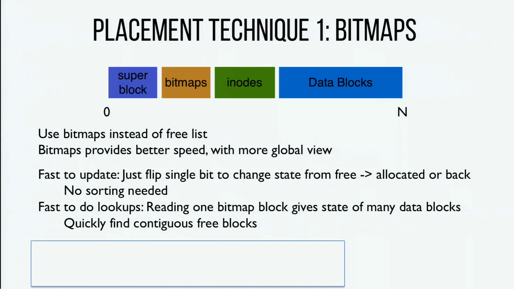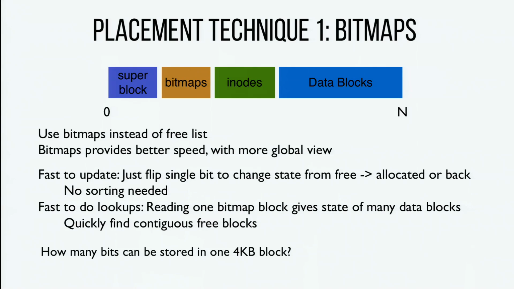So let's do a quick calculation. How many bits could you store in one 4 kilobyte block? It's just our 4 kilobytes times 8 bits. So that ends up being 32,768 blocks that we're able to see the state of by just reading in one bitmap block. And so once we have that in memory, it's going to be very fast for us to search through that looking for our 6 consecutive free blocks. It's easy to do those manipulations in memory. So bitmaps just turn out to be great data structures for tracking the state of the file system.